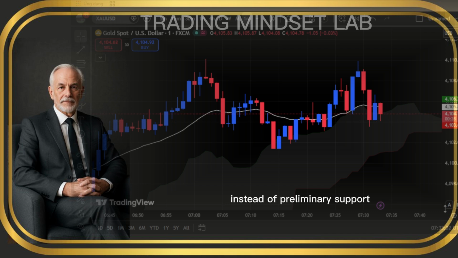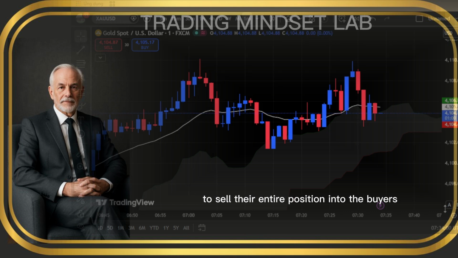Instead of preliminary support, you get preliminary supply, the first signs that big sellers are starting to unload into strength, though not yet strong enough to stop the rally. Instead of a selling climax, you get a buying climax, an explosive, euphoric spike upward on enormous volume, the kind that gets a stock trending on financial news and social media, that feels like the beginning of something huge, but is very often institutions using that exact euphoria to sell their entire position into the buyers rushing in. Instead of an automatic rally, you get an automatic reaction, a sharp pullback after the euphoria fades.